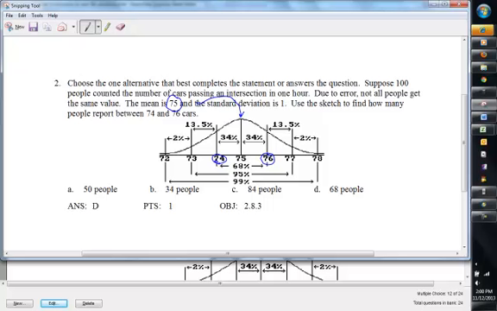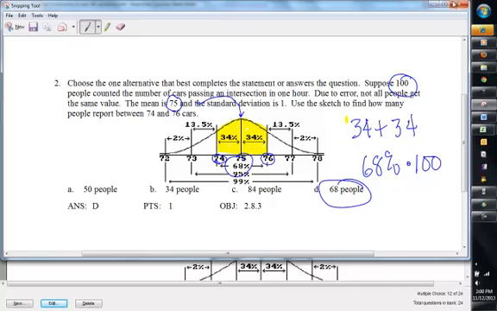Use the sketch to find out how many people reported between 74 and 76 cars. So we're going to shade that portion of the graph, and we want to know what proportion that is. Well, if you notice, it's 34% plus 34%, or if you notice, it says right here, 68%. It says there were 100 people, so 68% times 100 is 68 people.